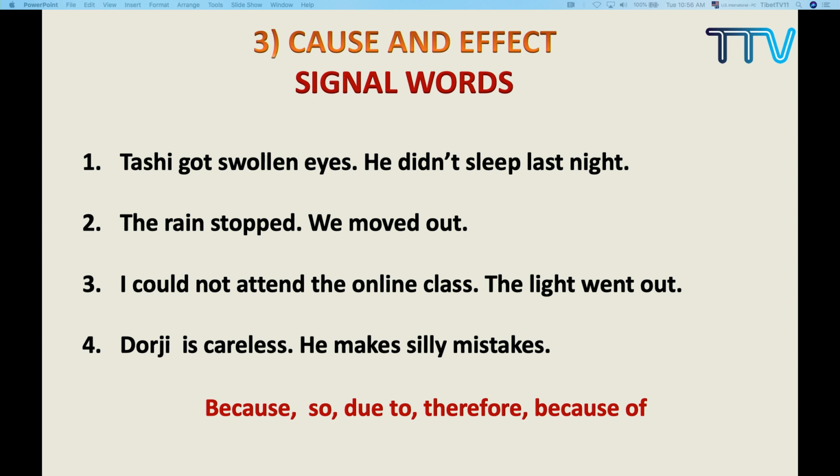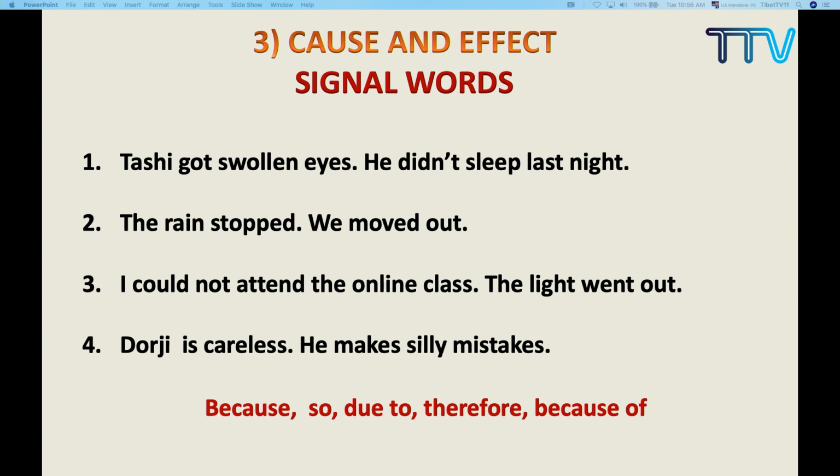So the third one: I could not attend the online class. The light went out. If you look at this sentence, what is the cause? What is the effect? The effect, I could not attend the online class, that is the result. What is the cause of this? Because there was no light, the light went out. So I could not attend the class because the light went out.